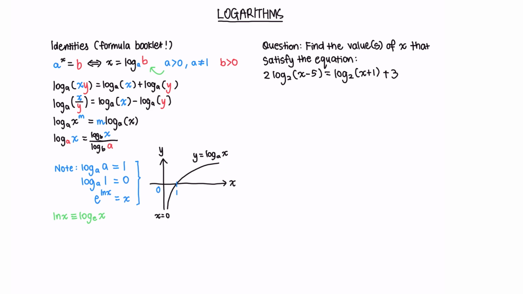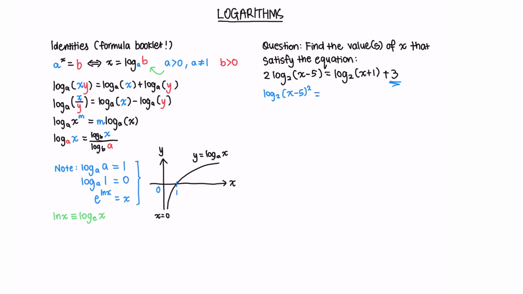So first, we have the 2 there, okay, 2 log 2 of x minus 5. What I can do is I can bring the power up so that I can have log 2 of (x minus 5) squared. The next one, we see that we have the sum of something plus something. So we can actually utilize this formula over here, such that a sum can become a product, okay? Just combine it into one log.